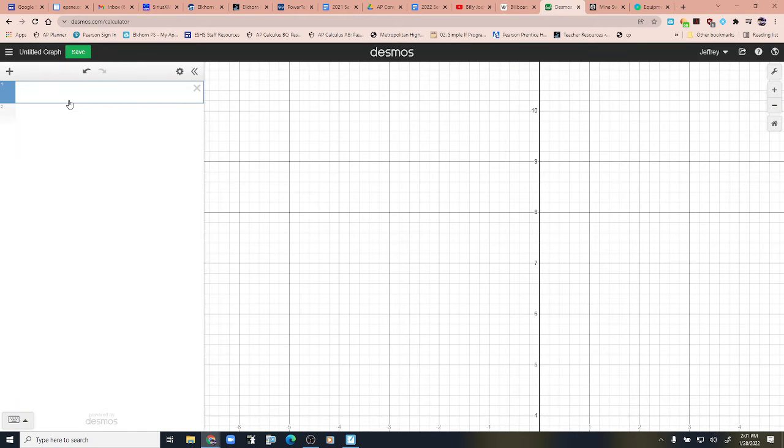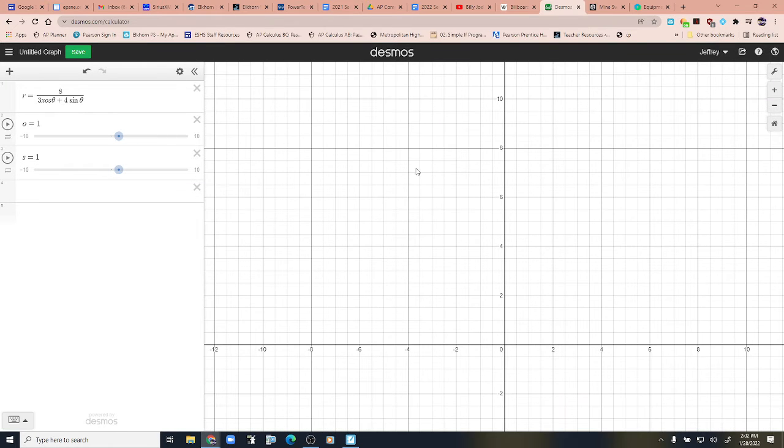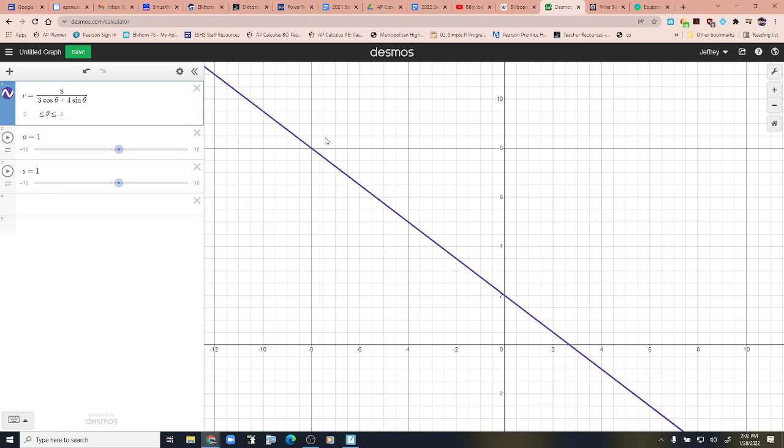Do I have it open? Yeah. What was our answer? Was it 8 over? R equals 8 divided by 3 cosine theta plus 4 sine theta. Did I not type it? It's so tiny. What happened? Oh, okay. Thank you. There we go. Hey, look at that.